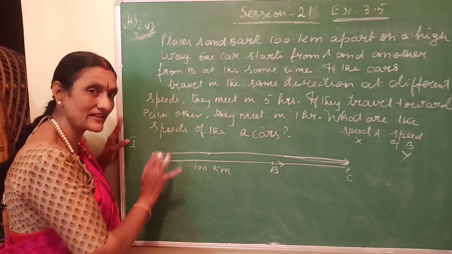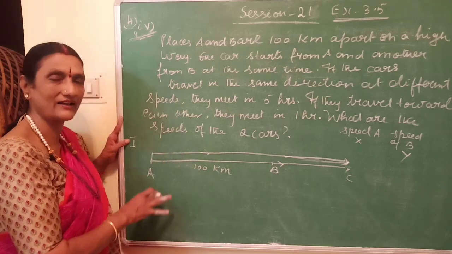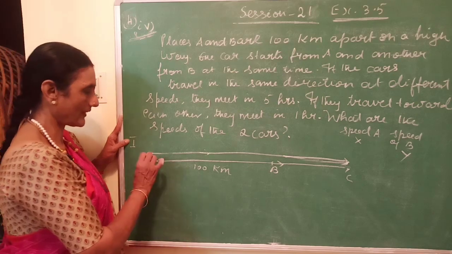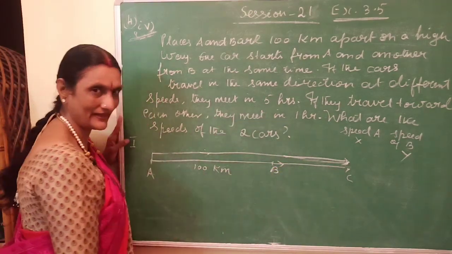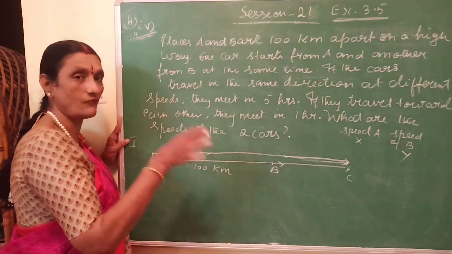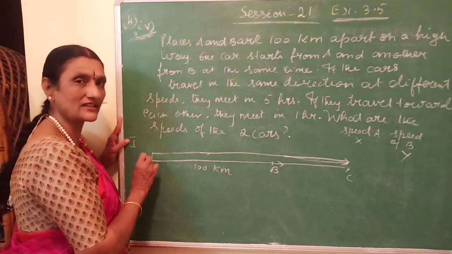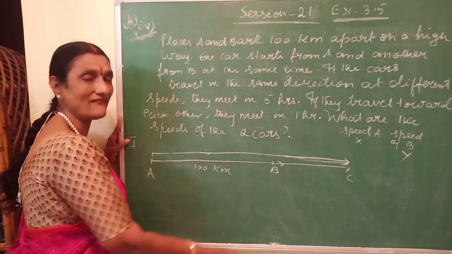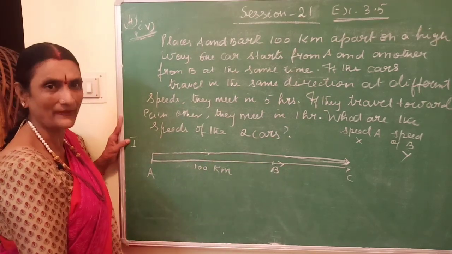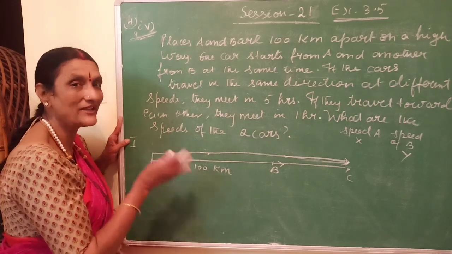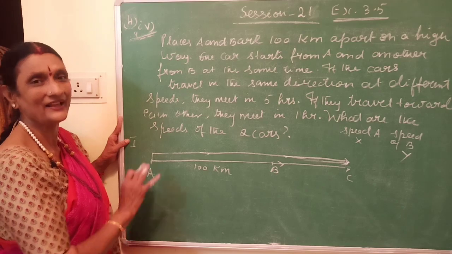It is the distance travelled by car number A at x km per hour. Understood? So from here to here it reaches C at x km per hour. So what is the distance AC? In 5 hours, how much does this car travel at the speed of x km per hour? It is nothing but 5x.